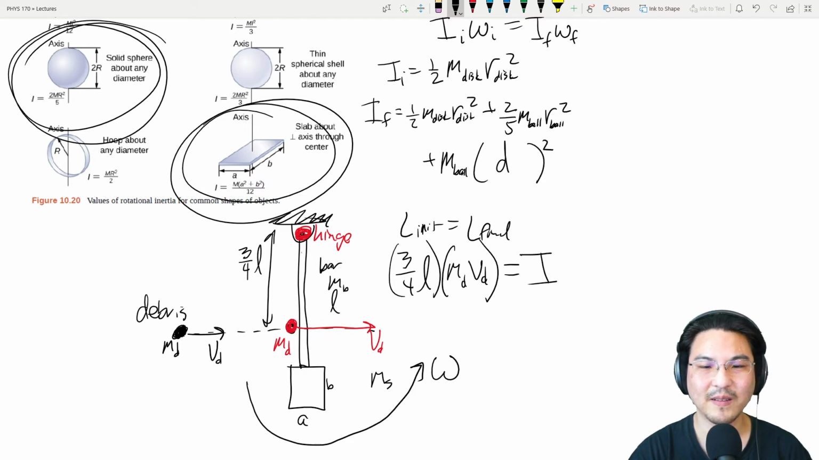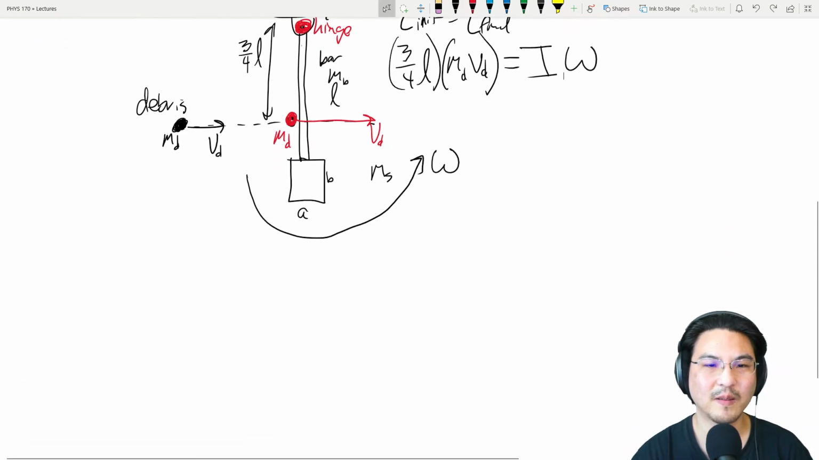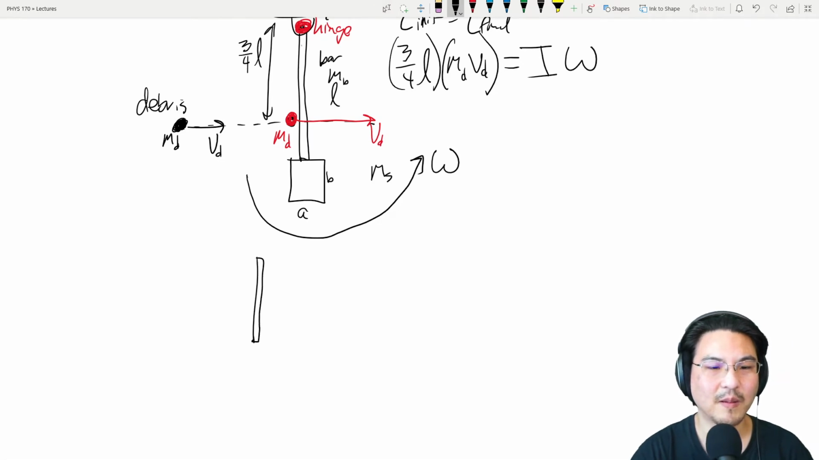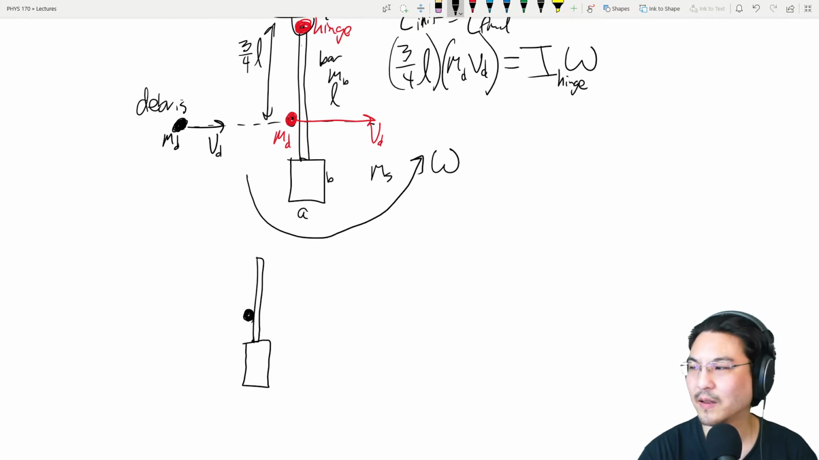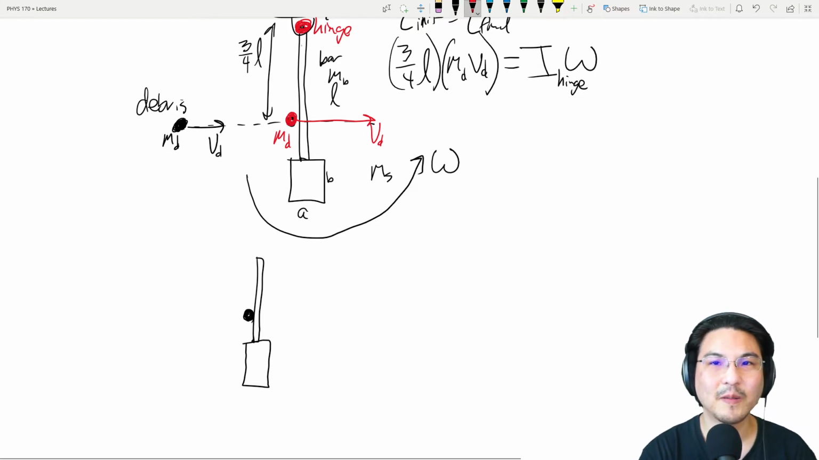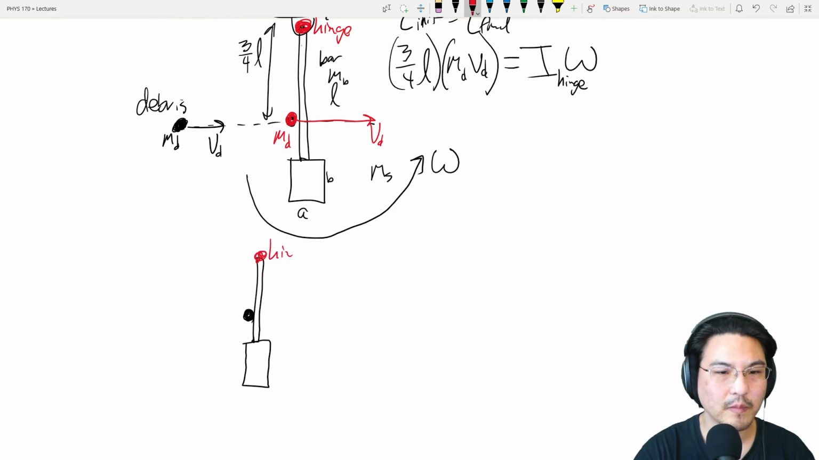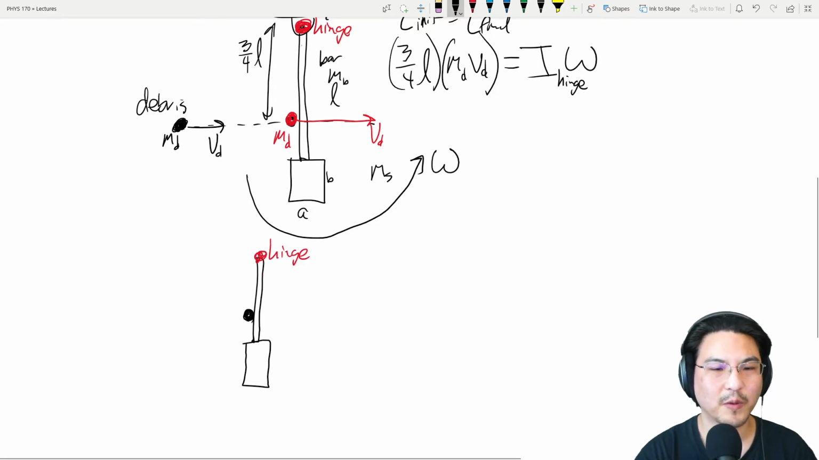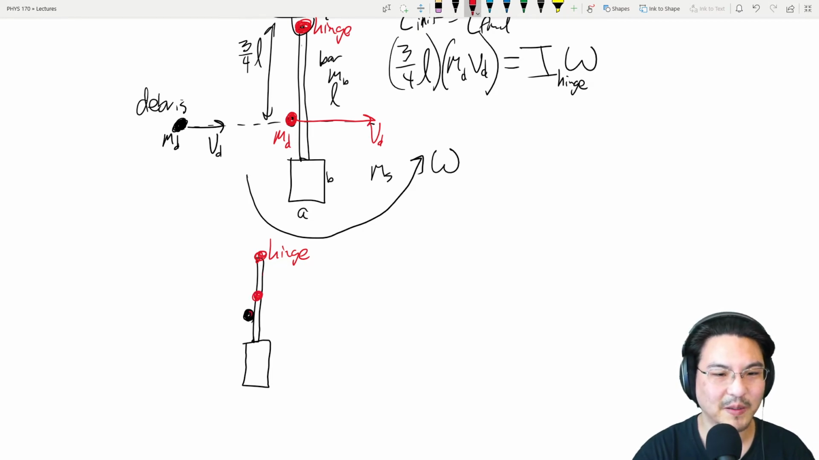So I omega. But then what is the moment of inertia of this turbine blade with the debris stuck to it, about the hinge, right? This is about the hinge. So about the hinge, right here. For the bar, the center of mass is here. And then we got the debris, and then we got the slab.